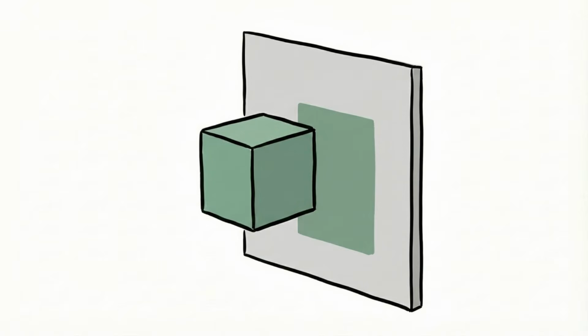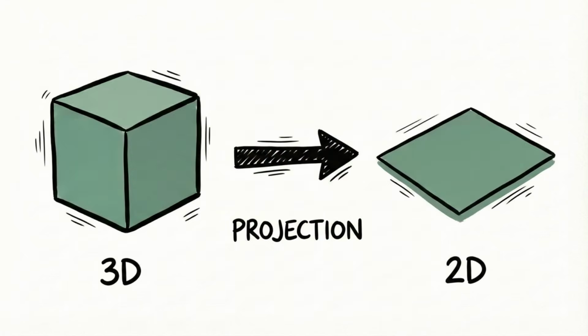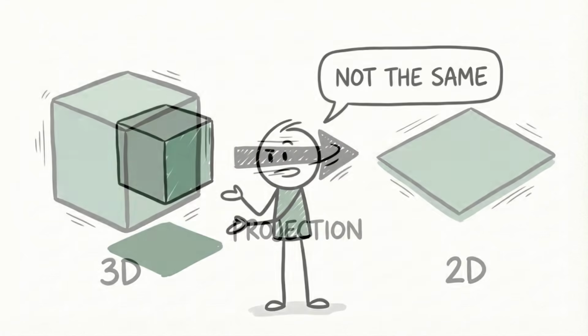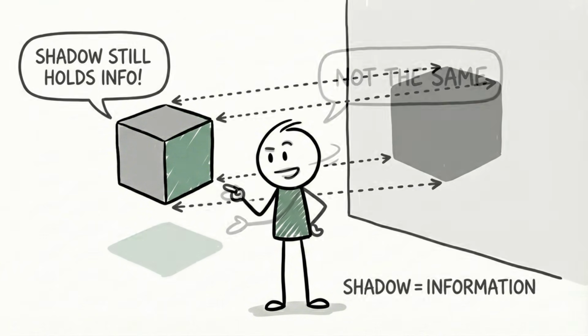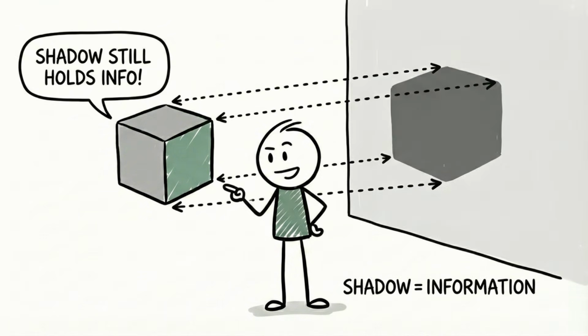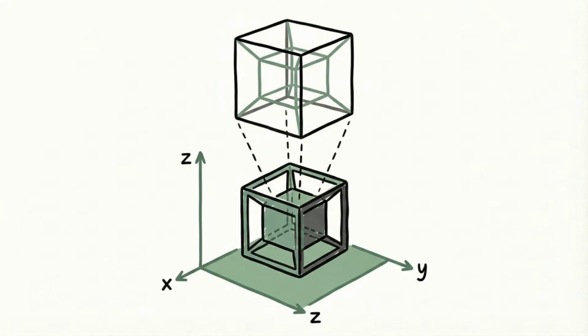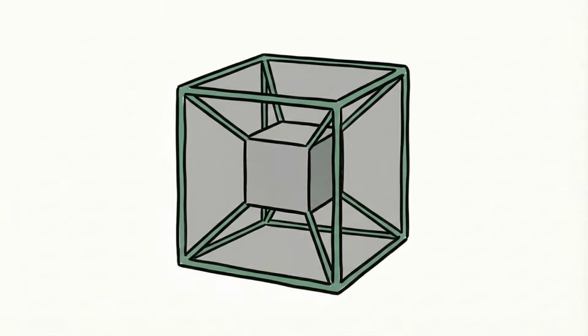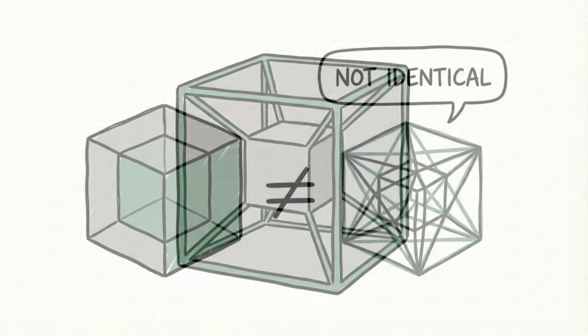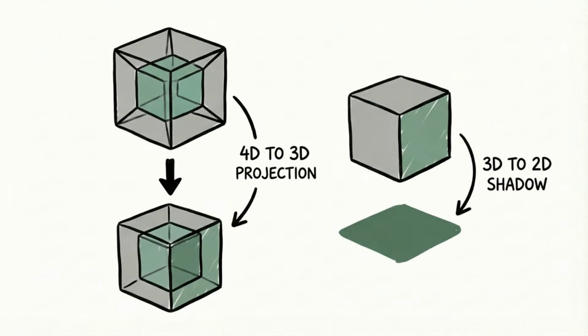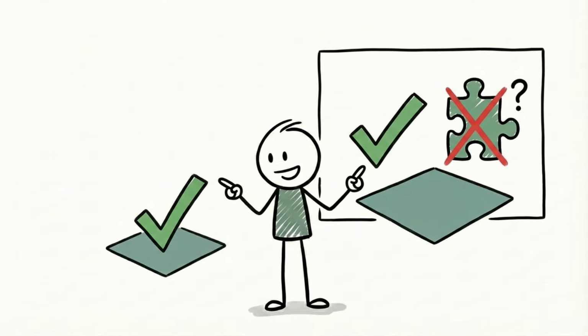Think about a cube casting a shadow on a wall. A real 3D object becomes a flat 2D shape. The shadow isn't the cube itself, but it still tells you something about the cube. Now push that same idea one step higher. A 4D object can cast a 3D projection into our world. That means the famous cube inside a cube connected by lines image you've seen online is not a tesseract itself. It's a lower dimensional projection of one, like a shadow. It's useful, but it's incomplete.